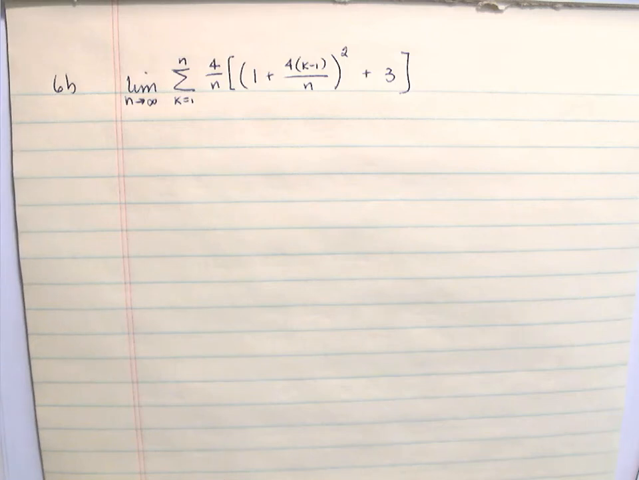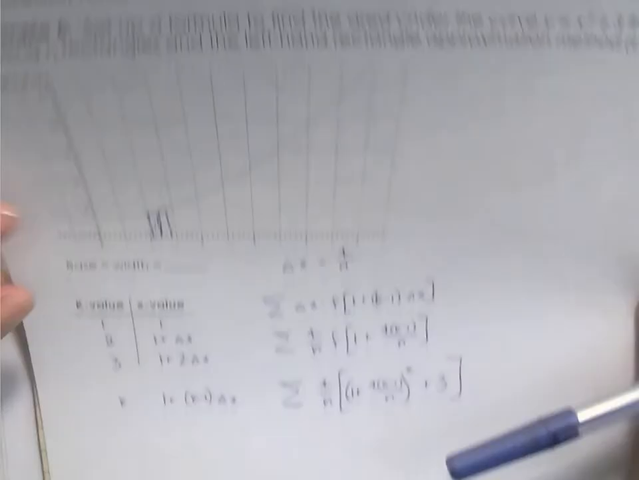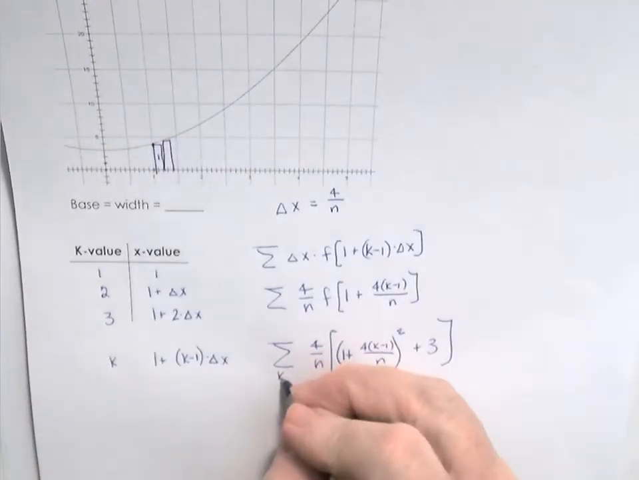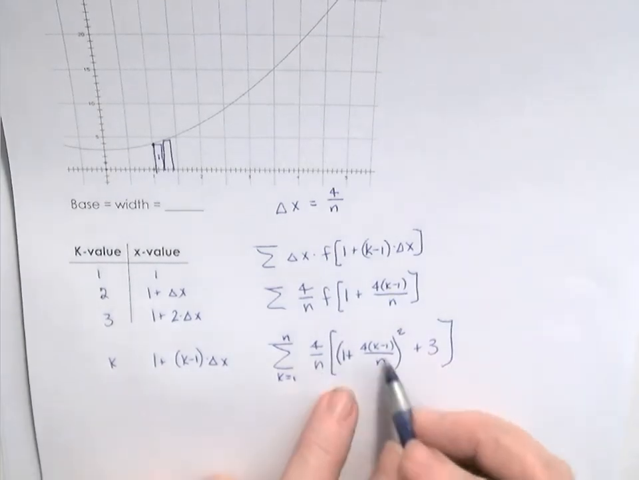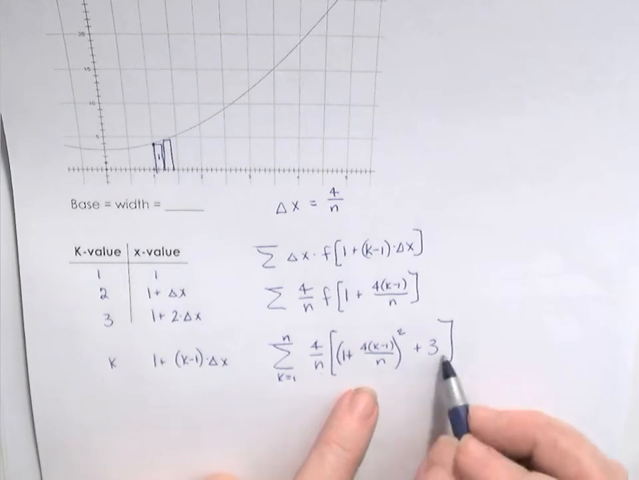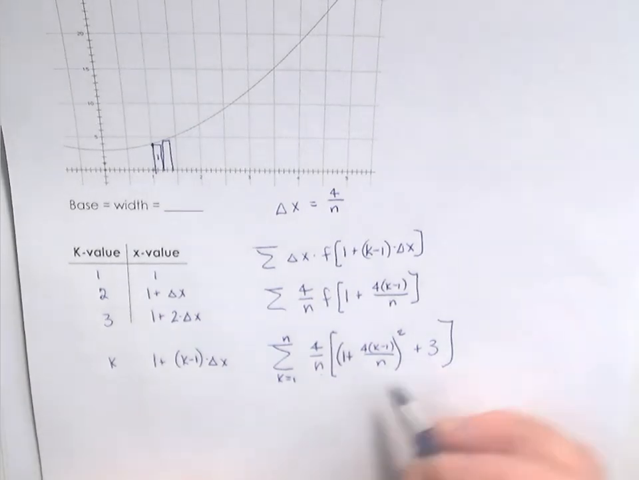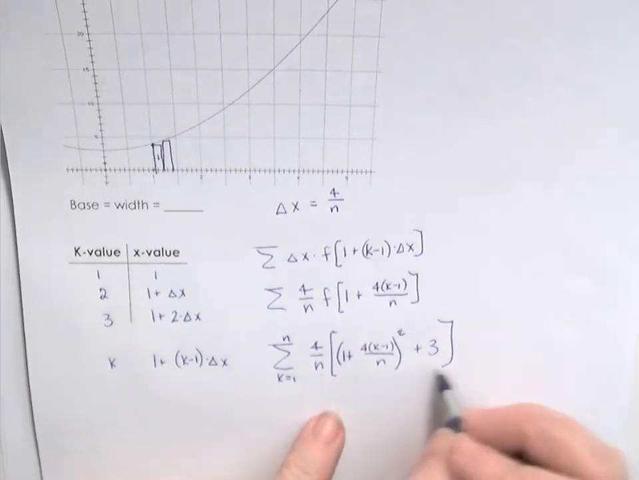Let's return to our work from example 6. In example 6, last we talked about this, we had said that the area under this curve was 4 over n, this thing, 1 plus, kind of complicated, plus 3. And now our work is really cut out for us because we need to write this as a string of terms.